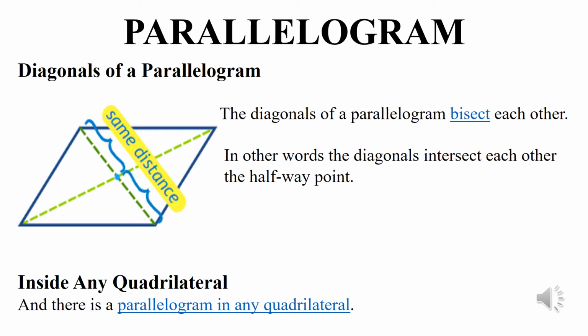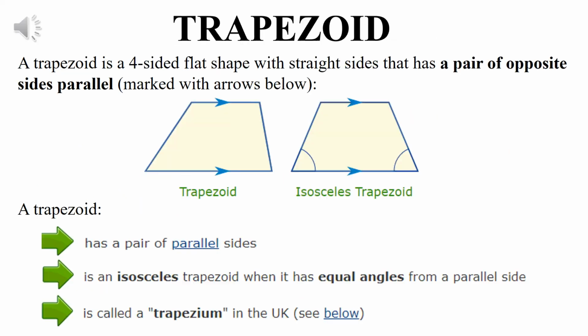Diagonals of a parallelogram. The diagonals of a parallelogram bisect each other. In other words, the diagonals intersect each other at the halfway point. Inside any quadrilateral there is a parallelogram.